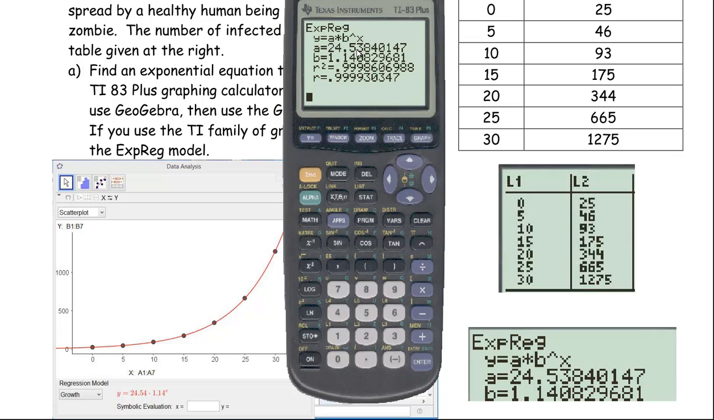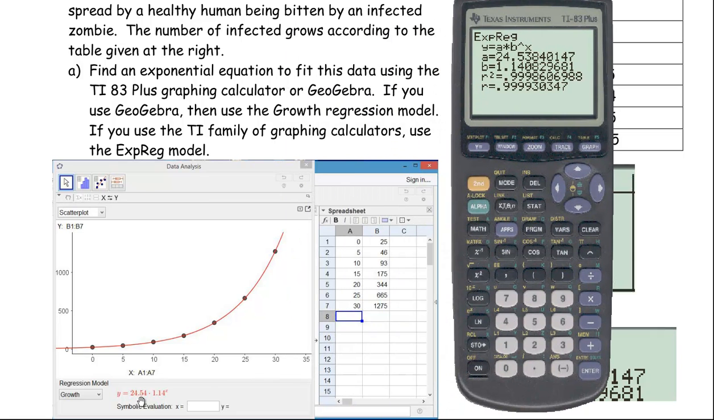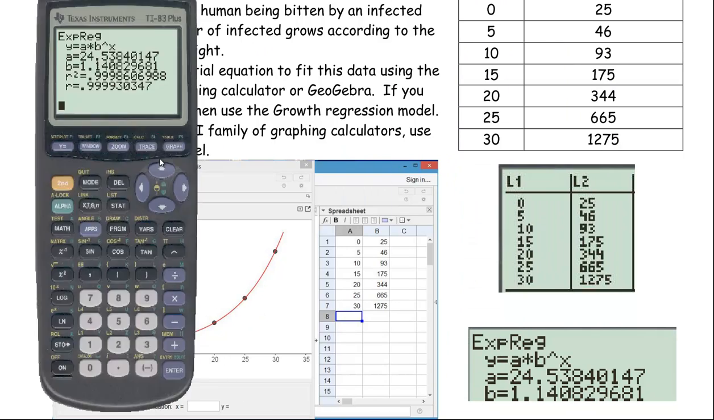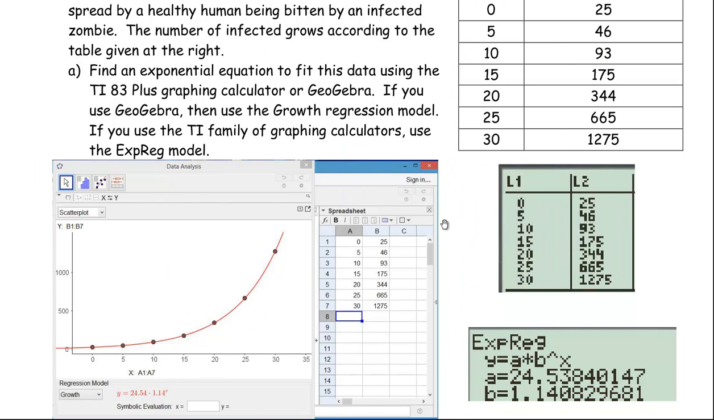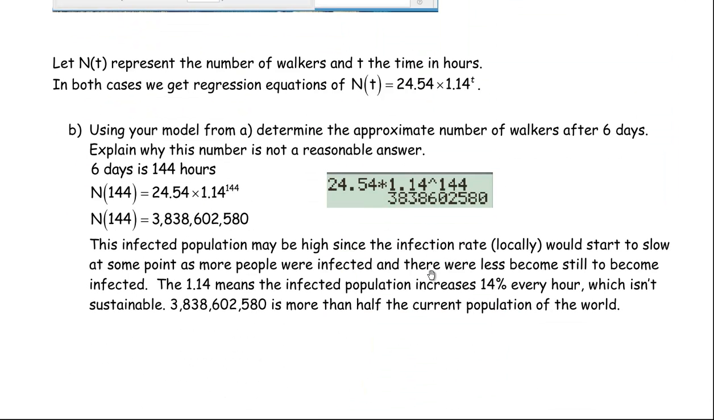So A is 24.54. Okay, same thing the GeoGebra gave me, times 1.14 to the x. You see the b value would be 1.14. So same equation exactly. There are my screenshots, of course, from my calculator too.